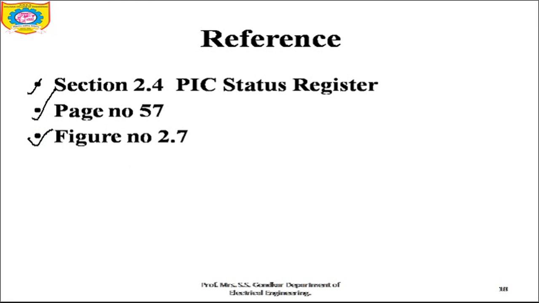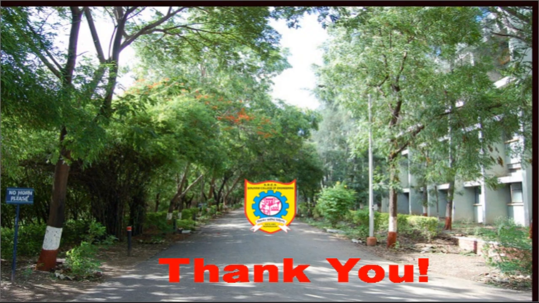So I'll just conclude the status register. The status register is nothing but a flag register, which is an 8-bit register. Amongst the 8 bits only 5 bits are used and 3 bits are unused. These are basically used to indicate the results after doing arithmetic and logical operations, and we do know that arithmetic and logical operations are performed in the ALU unit. Thank you.